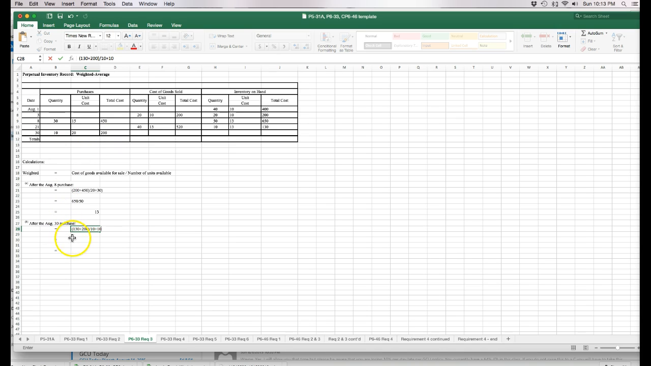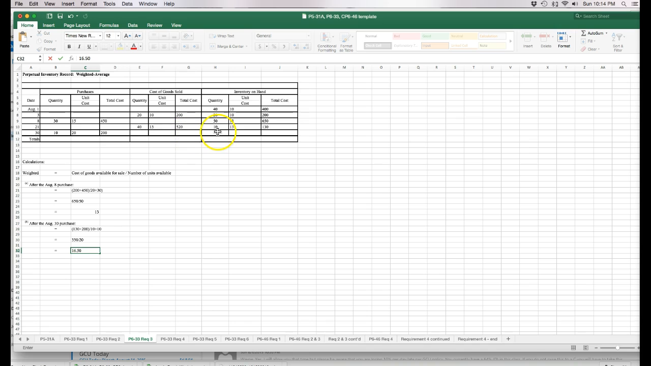So now we're going to have $330 divided by 20, which equals, give me 1 second to do that calculation, 16.50. Okay, so now that is what we apply.